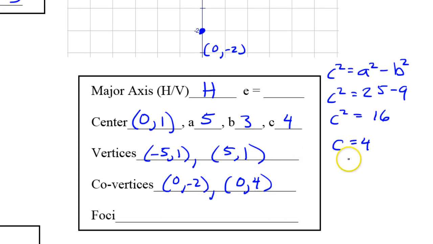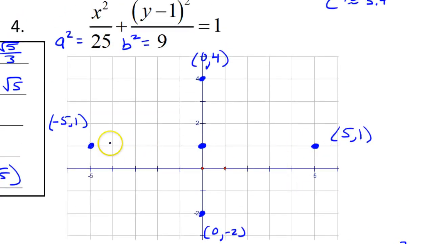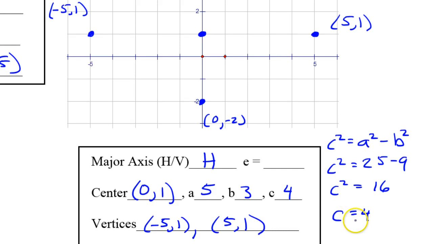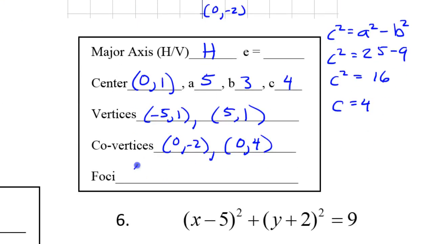That tells us where the foci are. The foci will always be on the major axis along with the vertices. So this 4 tells us that I will find my foci to the right 4 and to the left 4 from the center. So there will be a focus here at 4, comma 1, and there will be a focus here at negative 4, comma 1. Alright, that is disappointingly simple. Alright, I want some square roots or something.